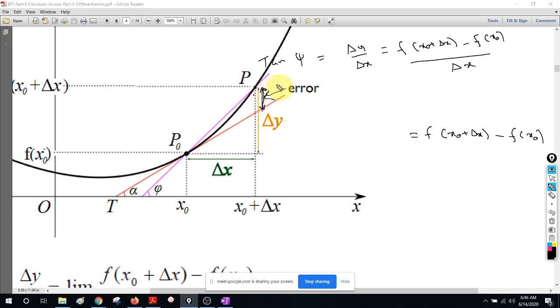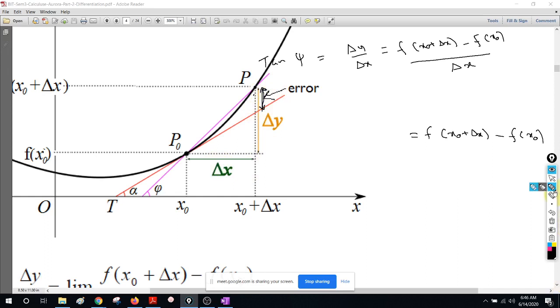So what happens is, if you make this delta x smaller and smaller, that means this point is getting closer and closer to x₀. What happens is this error is going to be lesser and lesser, so this error is going to shrink, right? The more you make delta x smaller, close to zero, this error is going to be lesser and lesser. So how do you write that?